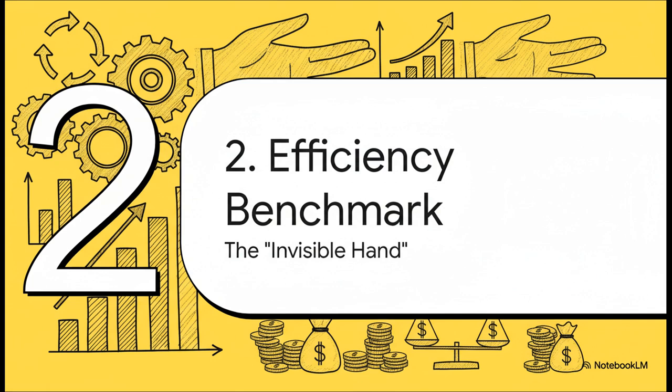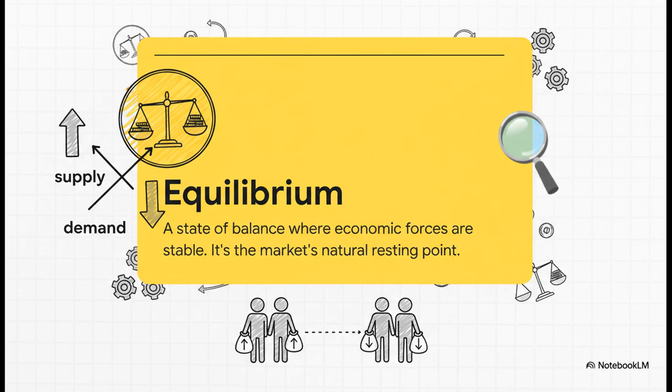The big question is, how does this magic actually happen? At the very heart of it all is this idea of equilibrium. It's the market's natural sweet spot. It's that one magic price point where the amount of stuff sellers want to sell is exactly the same as the amount of stuff buyers want to buy. The whole system is in balance. It's found its resting point.